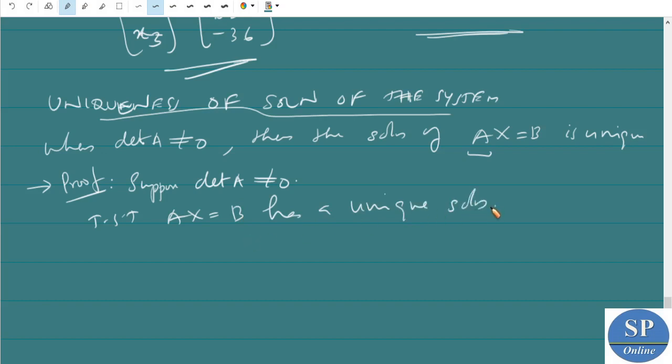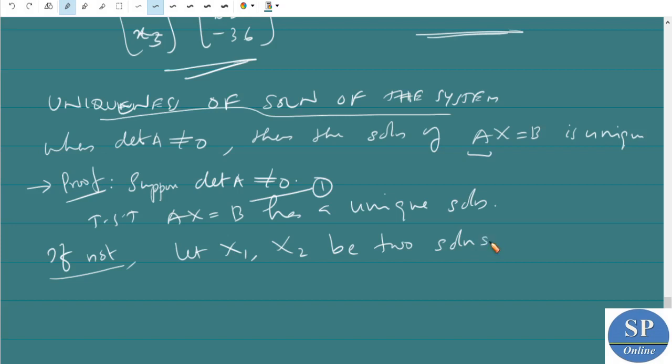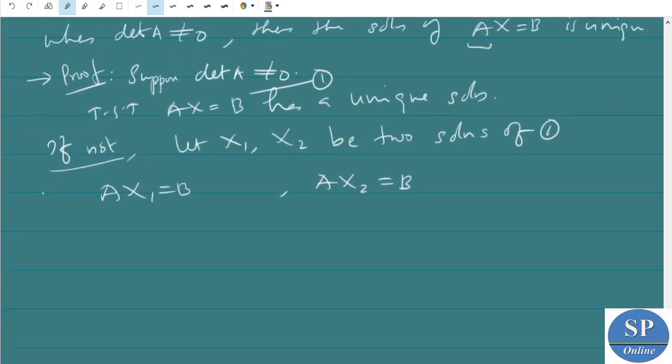Suppose the solution is not unique. If not, let x1, x2 be two solutions of 1. Therefore, since x1 is a solution, we have Ax1 is equal to B. Since x2 is a solution, we have Ax2 equal to B. Since the right sides are equal, the left sides are also equal. That implies Ax1 is equal to Ax2.